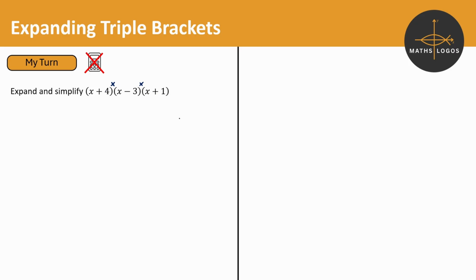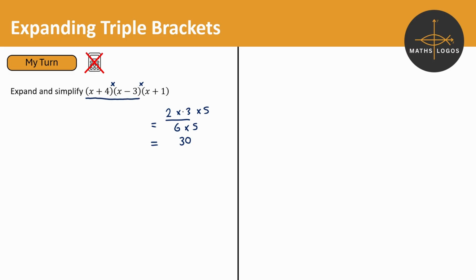So the way to approach this question is the same way we would approach a question like this: 2 multiplied by 3 multiplied by 5. To do this calculation, you would multiply the first two numbers together first to give you 6, and then you would multiply the result by what was left over to get your answer. And that's what we're going to do here. We're going to multiply these brackets together.